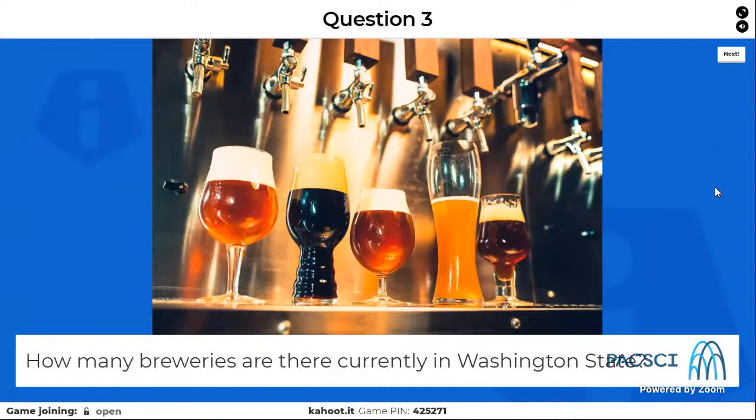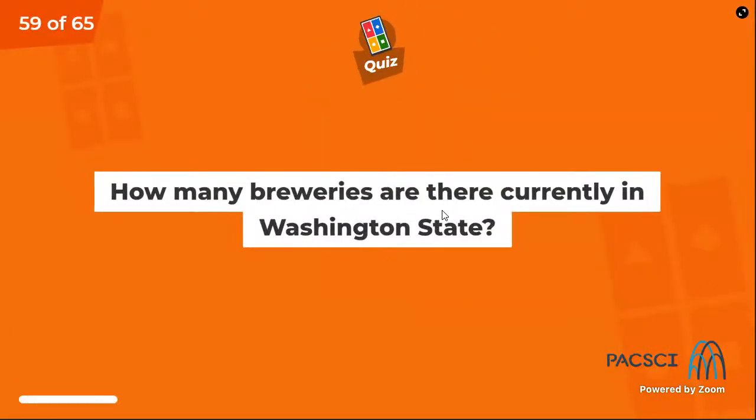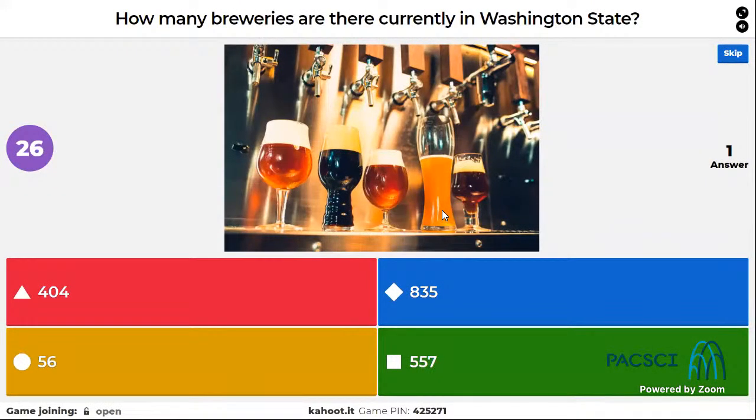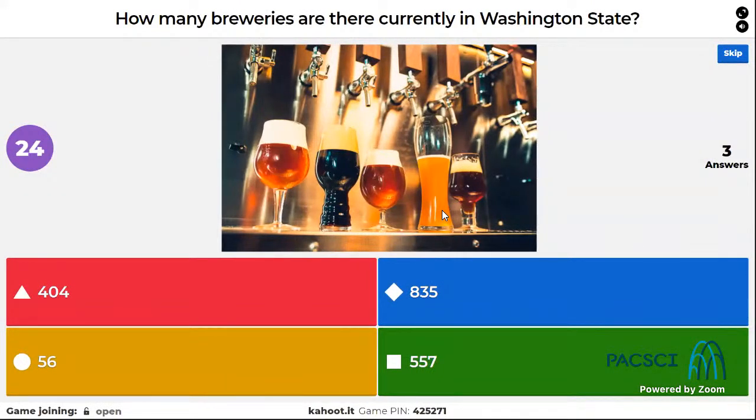How many breweries are there currently in Washington State? Pay attention to the words here. How many breweries are there in Washington State? Is it 404, 835, 56, or 557?